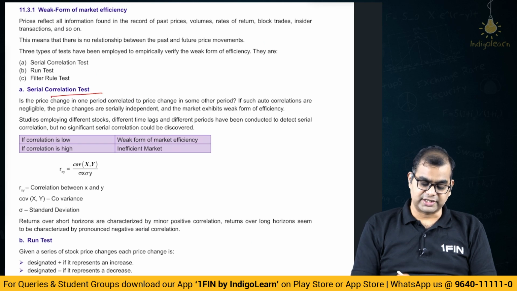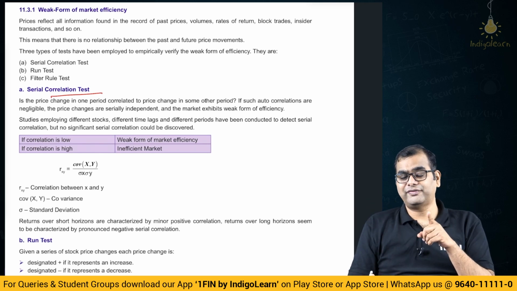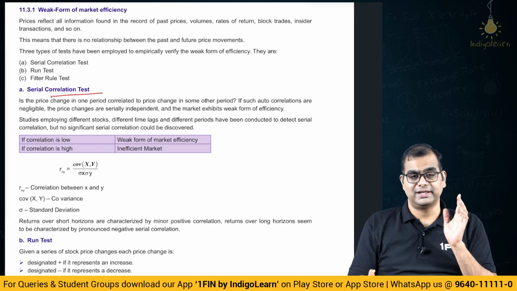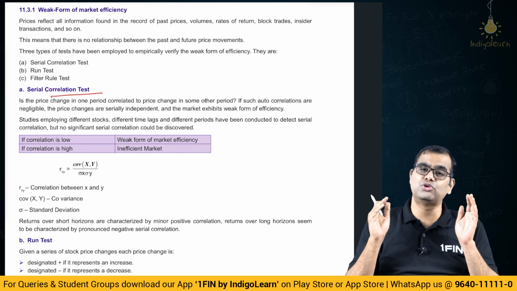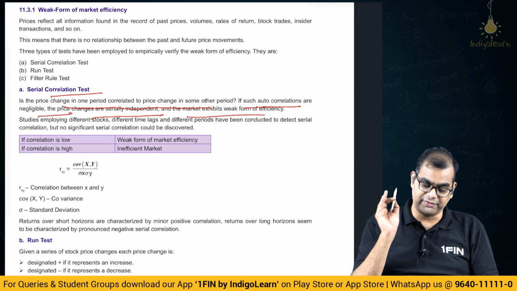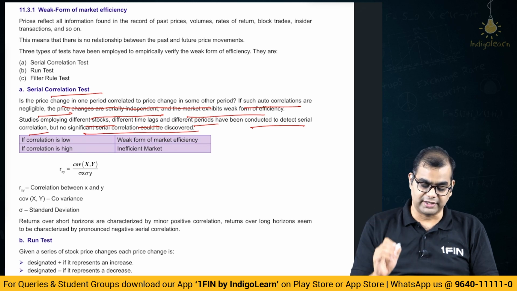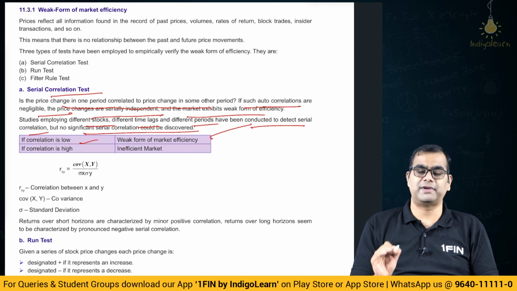First one is the serial correlation test. What are we doing in a serial correlation test? You are basically trying to say the previous day price and current day price are not linked at all. This is exactly the opposite of our moving average, EMA, right? There we are saying that there is some linkage. Here we are saying that there is no linkage. So, if the price change in one period is correlated to the price change in some other period, and such autocorrelations are negligible, that is, very small, the price changes are serially independent, and the market exhibits at least weak form of efficiency. Studies employing different stocks, different time lags, different periods have been conducted to detect serial correlation, but no significant correlation has been discovered. If correlation is low, at least weak form of market efficiency exists. If correlation is high, it is an inefficient market.